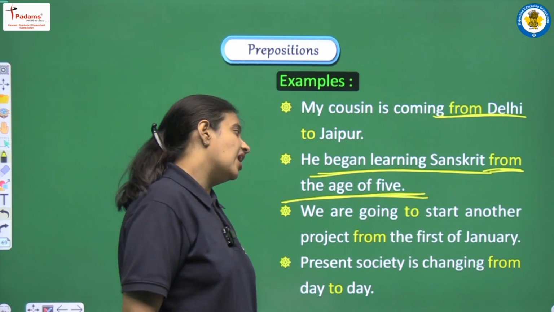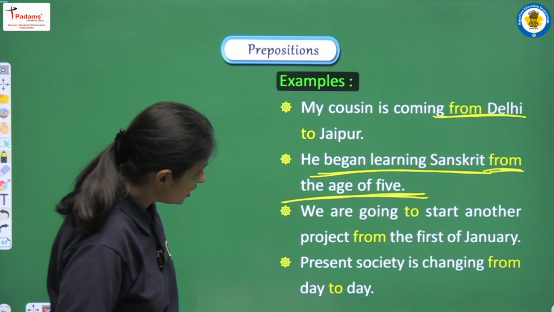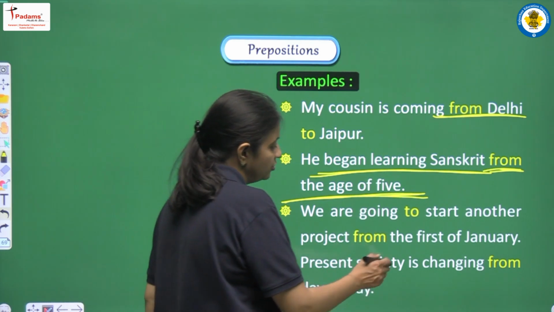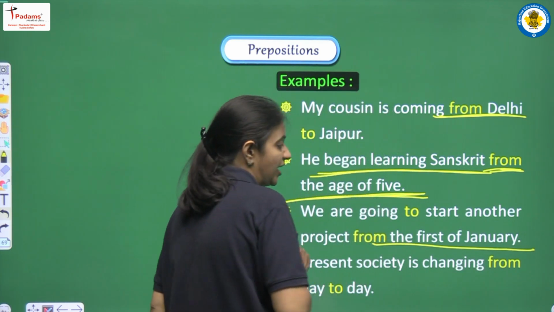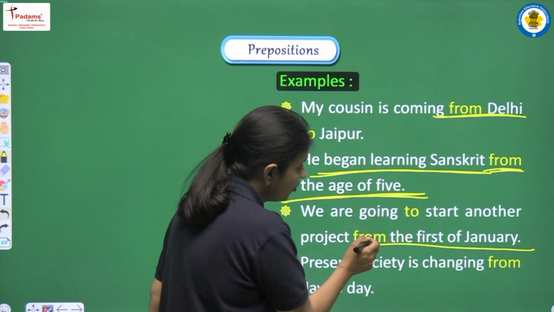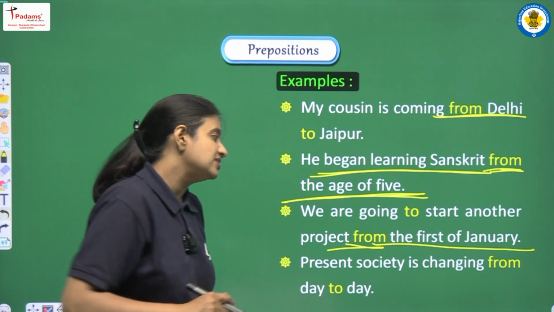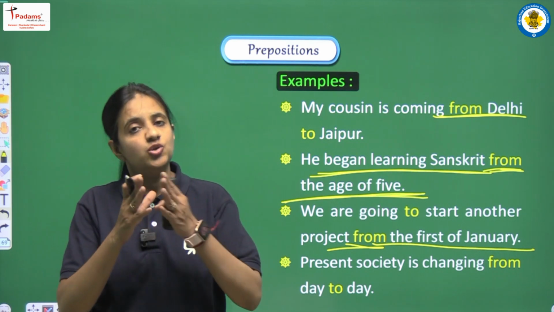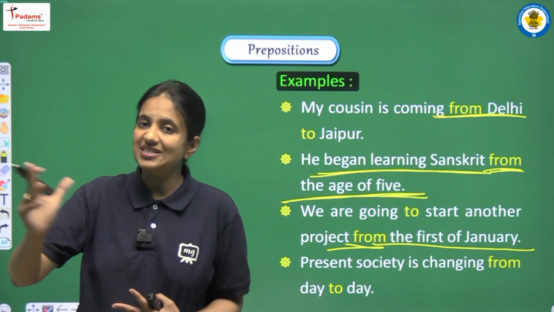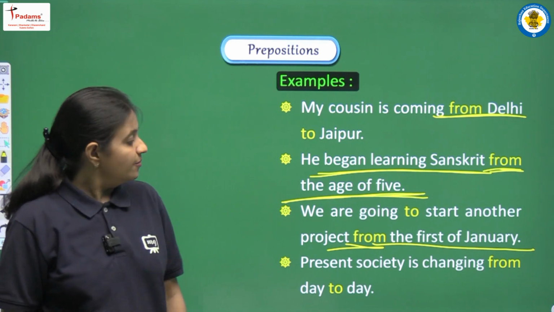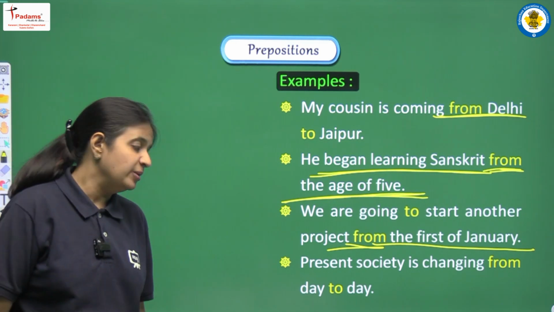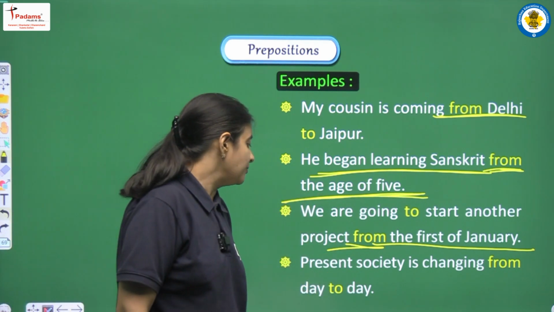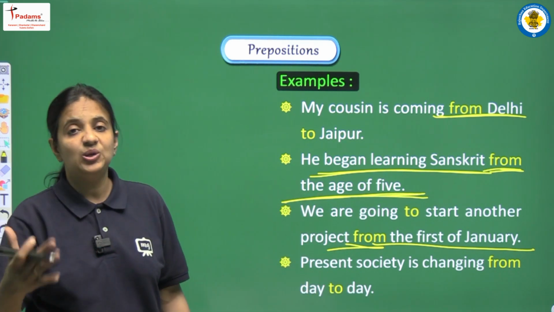Next, we are going to start another project from the 1st of January. So again, we are saying that this date, the 1st of January, will be the starting point of this thing, that we will start another project. So again we have a starting point of something, so we have to use "from" to show the starting point. Next is, "Present society is changing from day to day." So yes, we can use these prepositions in this manner also, like "present society is changing from day to day."